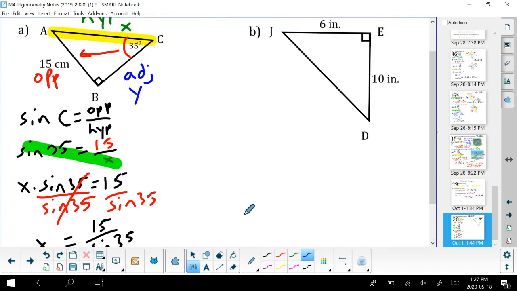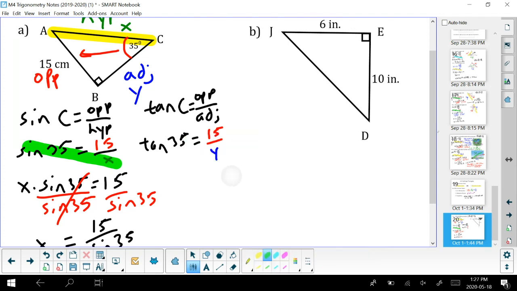So we have the tangent of angle C is equal to the opposite over the adjacent side. So tangent of 35 is equal to 15 over y.